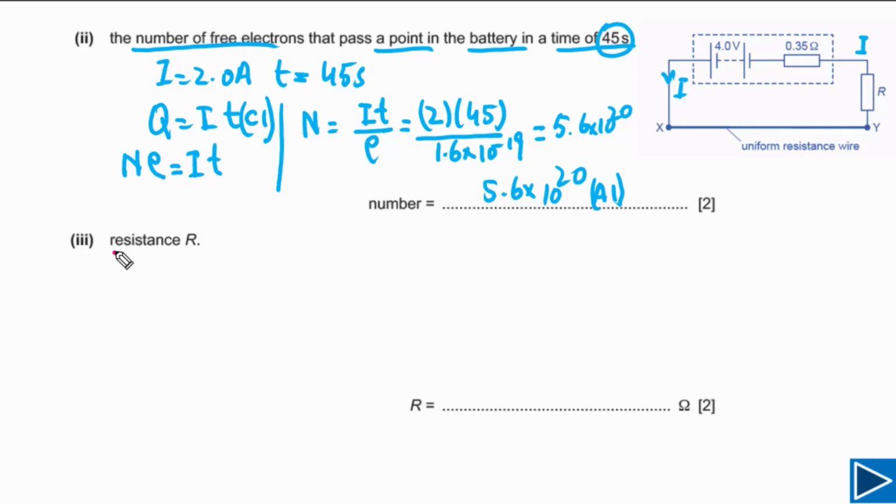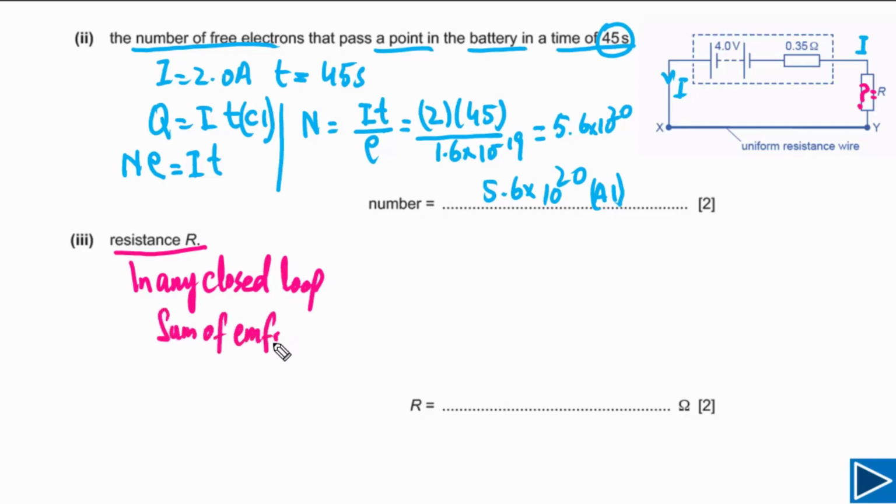For this part, we need to calculate the resistance of capital R. Simply, we need to find what is the value of this capital R. For this purpose, we simply need to use Kirchhoff's second law. According to Kirchhoff's second law, in any closed loop, as we have discussed in part A, in any closed loop or circuit, the sum of EMFs has to be equal to the sum of PDs, potential differences.